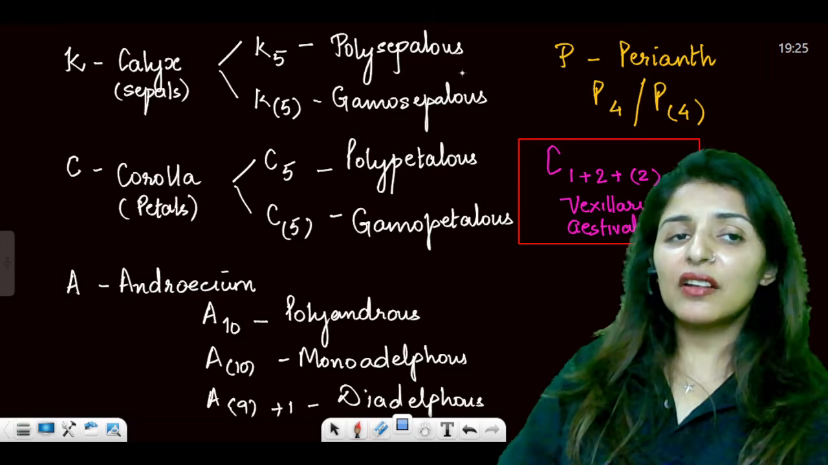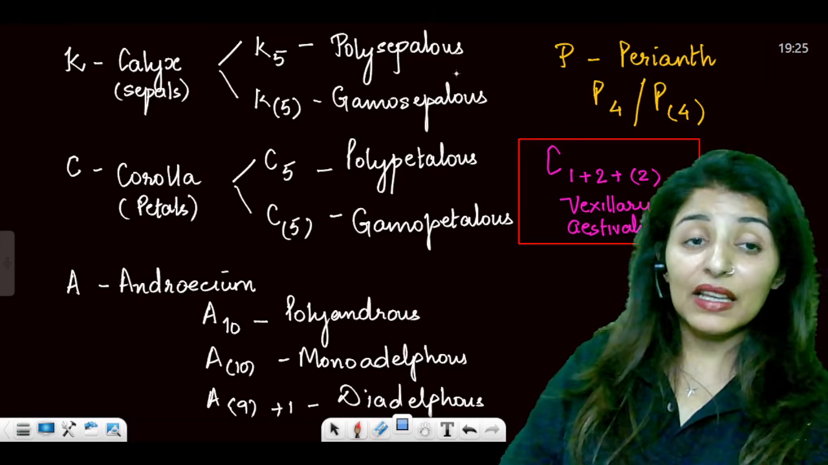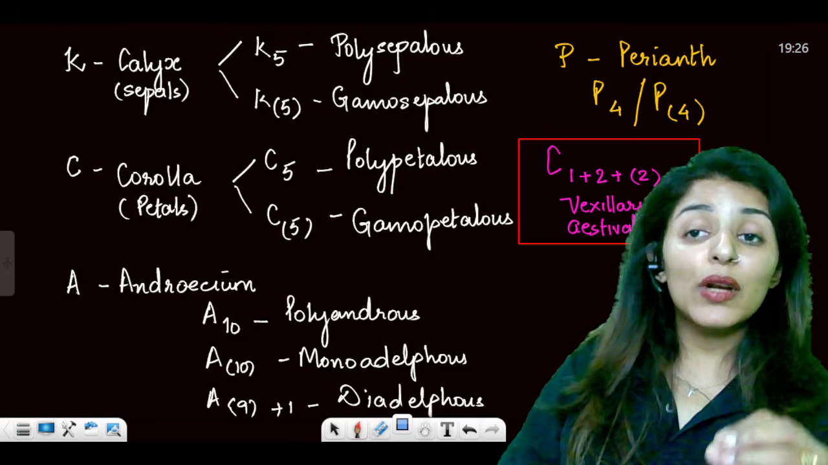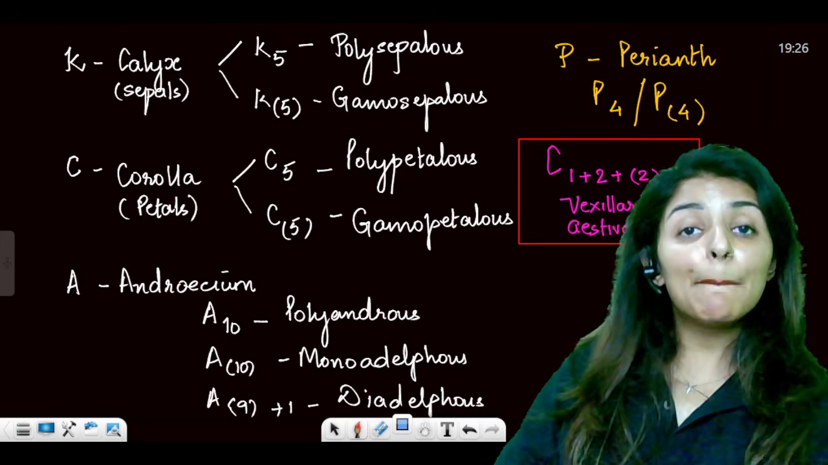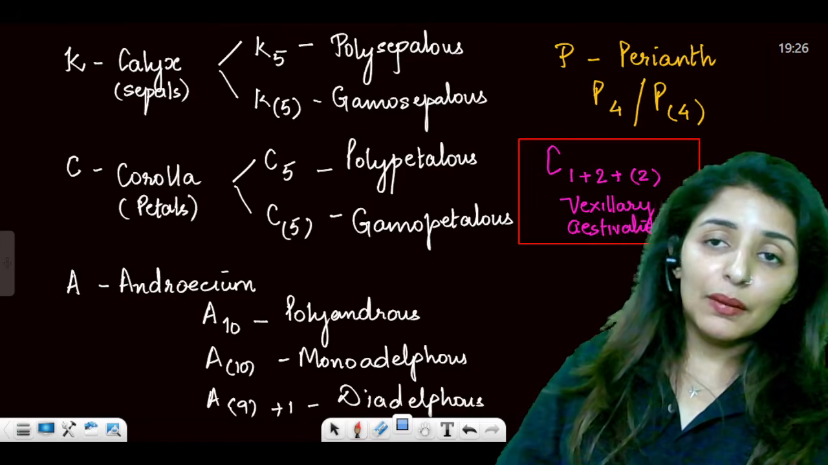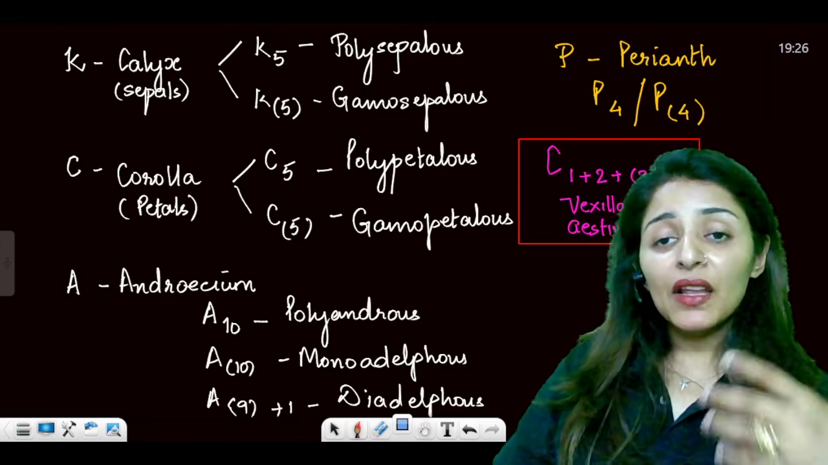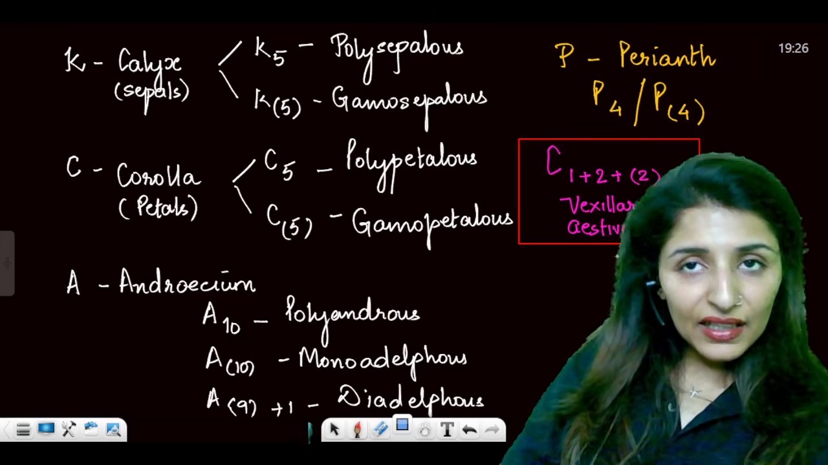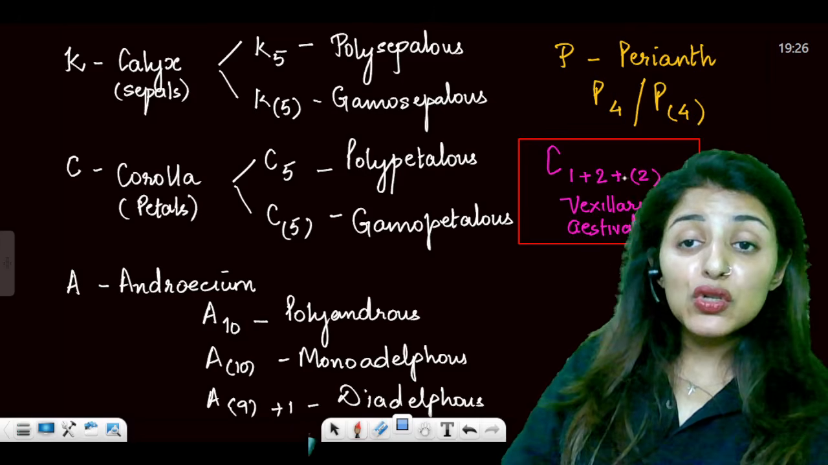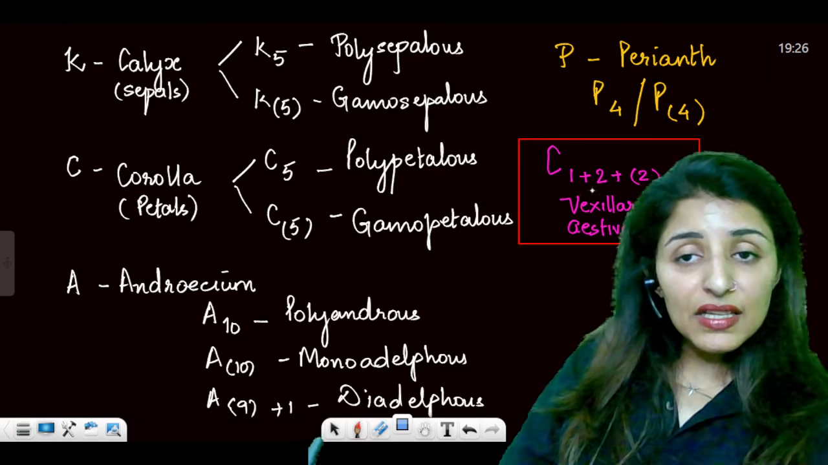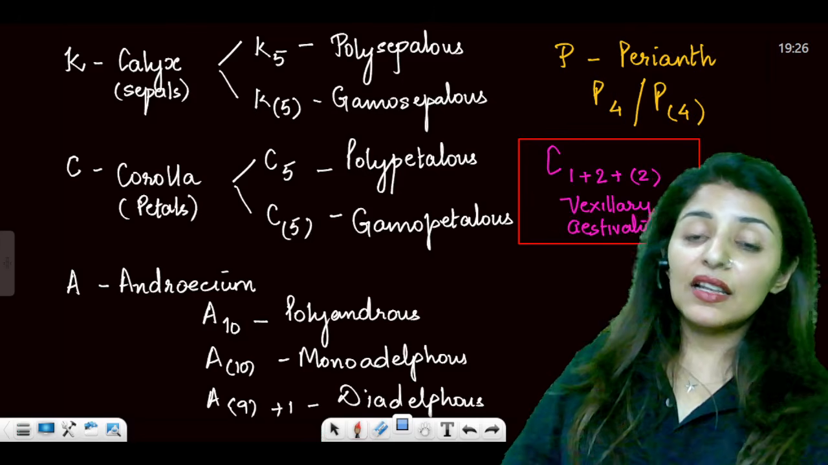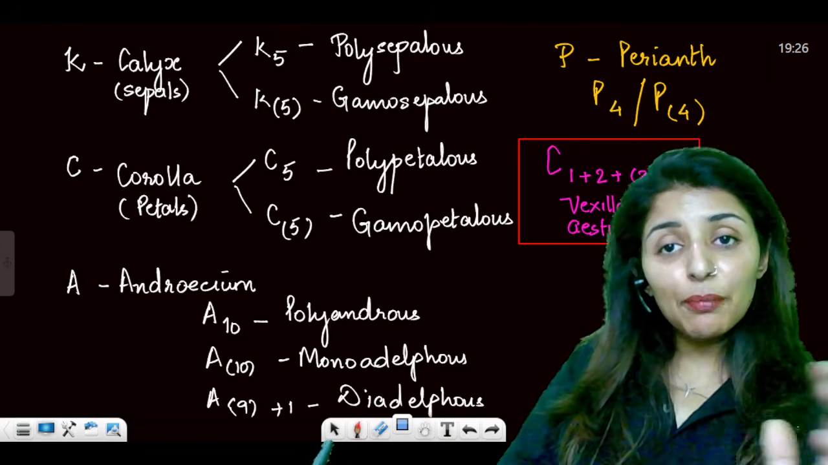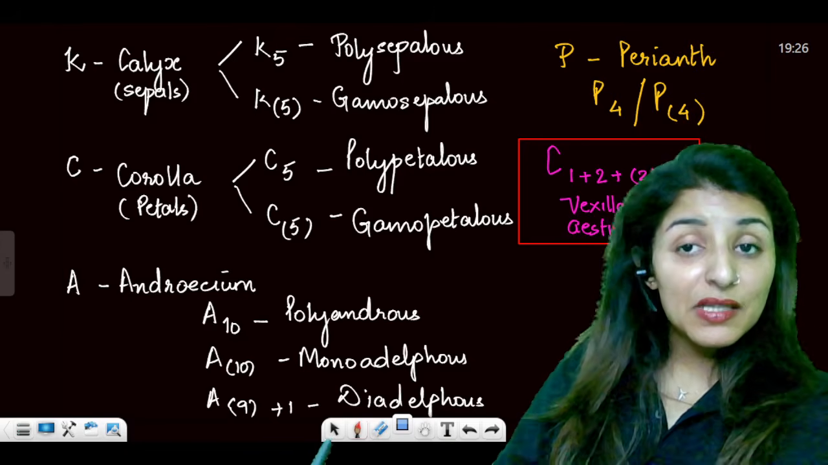Now, in case the flower doesn't have a very distinct calyx and corolla, we call it perianth, and the single unit of perianth is known as a tepal. We indicate it by P, and you write the number of tepals beneath the P. Now, talking about this very typical condition, vexillary aestivation, that is C1 plus 2 plus 2. You will see this in Fabaceae. There are 5 petals, but the 5 petals are arranged in 3 different ways. We'll be studying more about it.